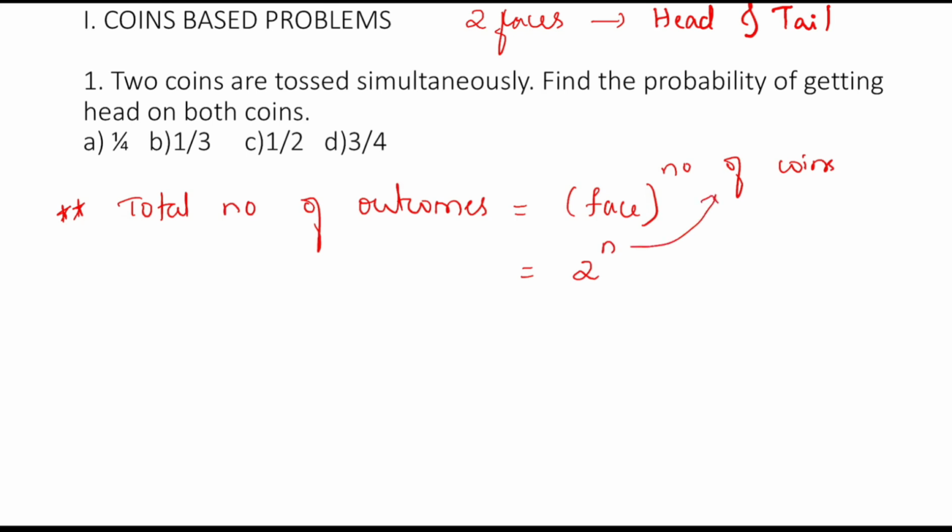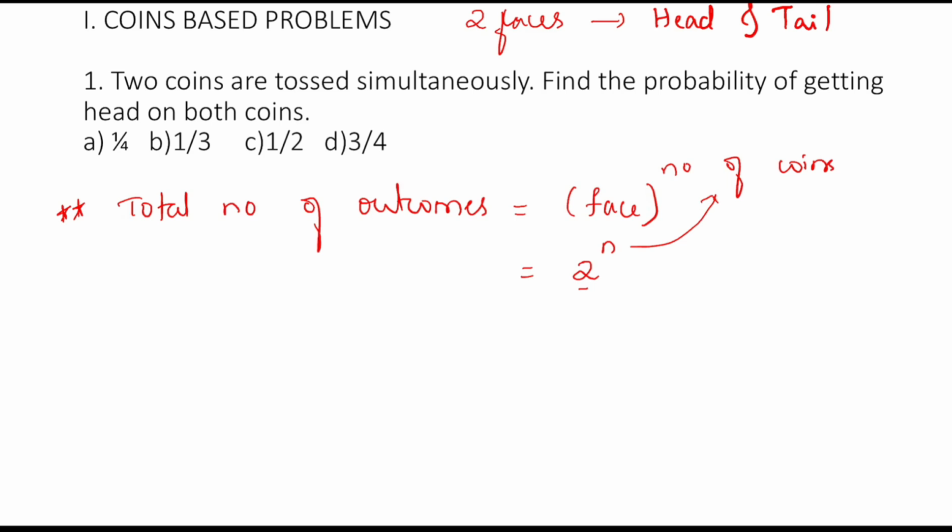Now for example, if they say 2 coins are tossed, 3 coins are tossed, that is nothing but n, the number of coins used. And 2 is nothing but the faces. A coin has 2 faces, so 2 raised to n. So we'll see the first problem. First problems I will solve using the logical method or the basic method. Then after solving using the logical method, I will tell you all the shortcut methods. So first we will discuss all the problems using the logical method or basic method.